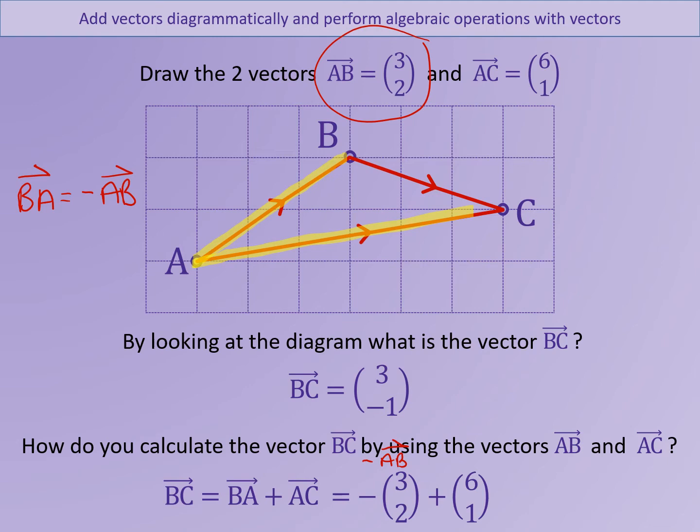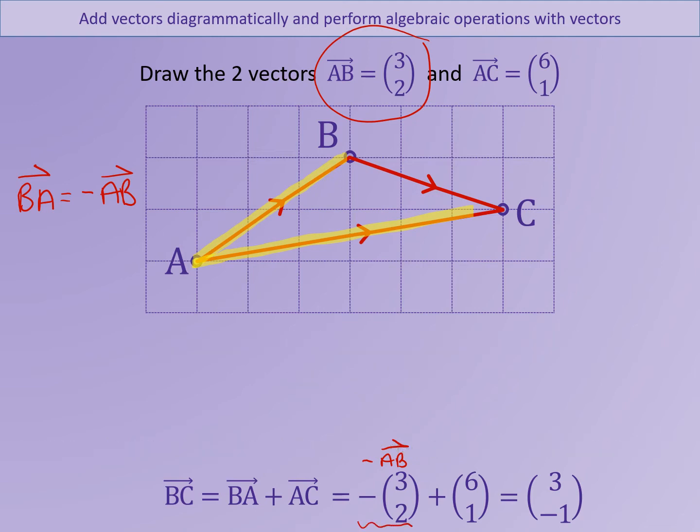And if we add together the components, the first two elements of that vector would give us 3. And if we add the second two, that would give us minus 1, which is the same as looking at the diagram above. Just be careful here, that minus on the outside means we have multiplied that vector by minus 1, so we've taken that sign in. So that top number would be minus 3, then plus 6, that's why we've got the 3 here. And minus 2 plus 1 gives us minus 1 at the bottom.